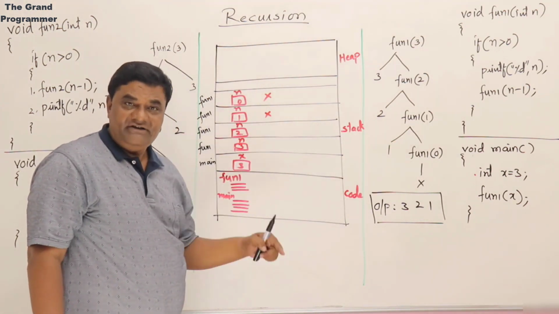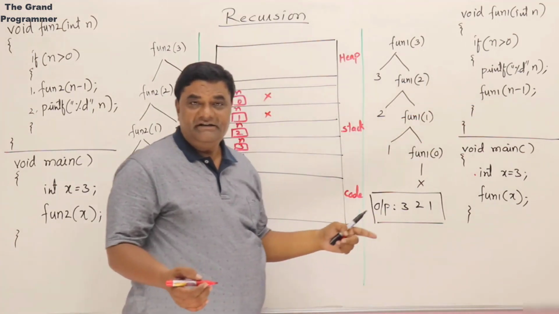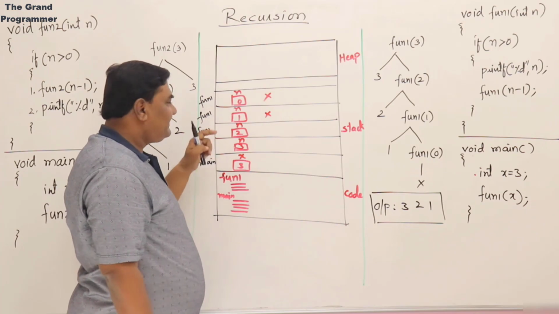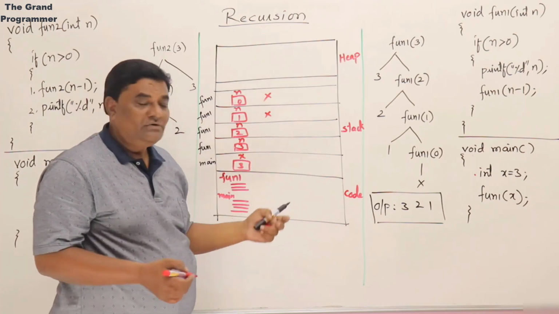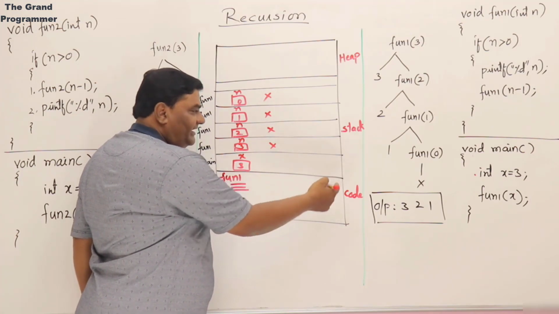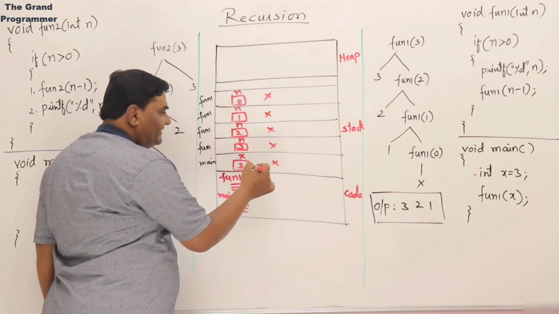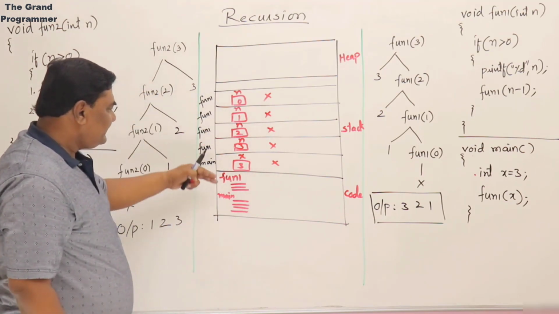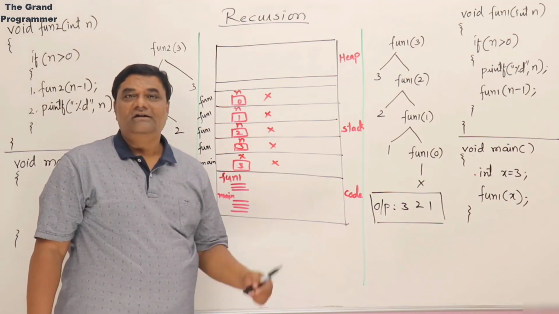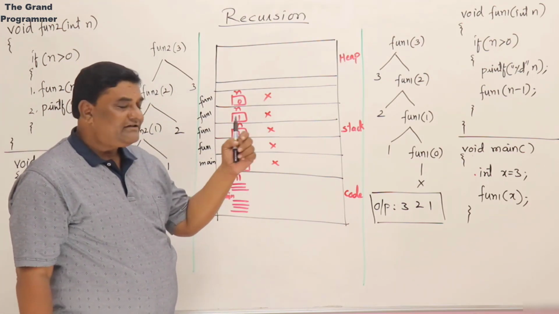It goes back to the previous call. In the previous call, this line is over, so there is nothing remaining. That call uses this activation record, but there is nothing to do. So this is also deleted, and this is also deleted. Then it comes back to main. Inside main, after fun1, there is nothing remaining, so this also ends. So all these activation records end one by one. This is how the stack is created and utilized in recursion.